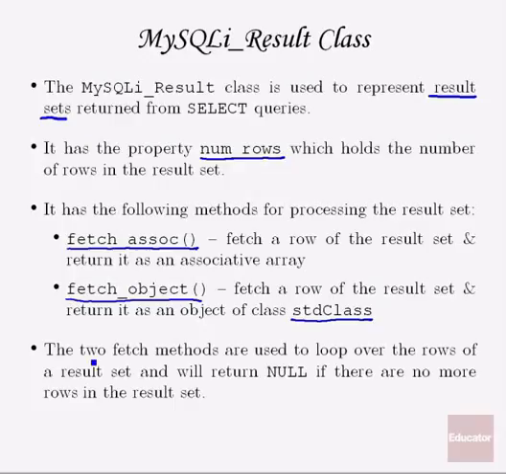And the way the two fetch methods work is that you use them to loop over the rows of a result set. We saw that our result set for the select query we just looked at had 6 rows in it. Basically what you do is continually call this fetch_assoc or fetch_object method on your MySQLi_result object. Every time you do that, it's going to return either an associative array or an object representing that particular row. And it will continue to return rows until it reaches the end of the result set, when there are no more rows, in which case it will return null.